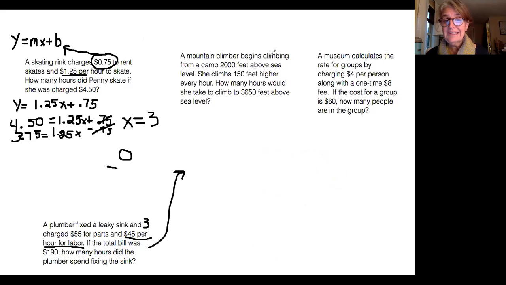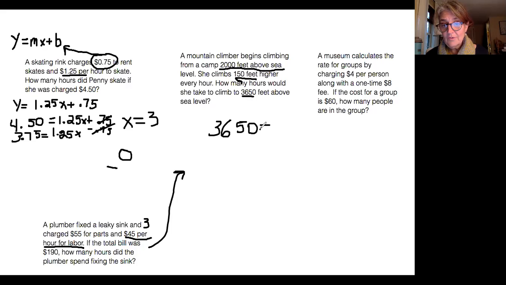A mountain climber begins climbing from a camp of 2,000 feet above sea level. That's where they start. She climbs 150 feet higher every hour. 150 feet per hour. How many hours would she take to climb to 3,650 feet? So we're going to start here. Here's 3,650 feet. This is where she wants to go.